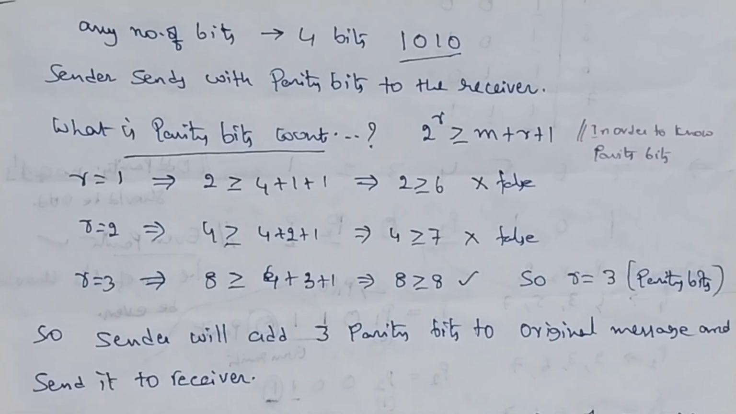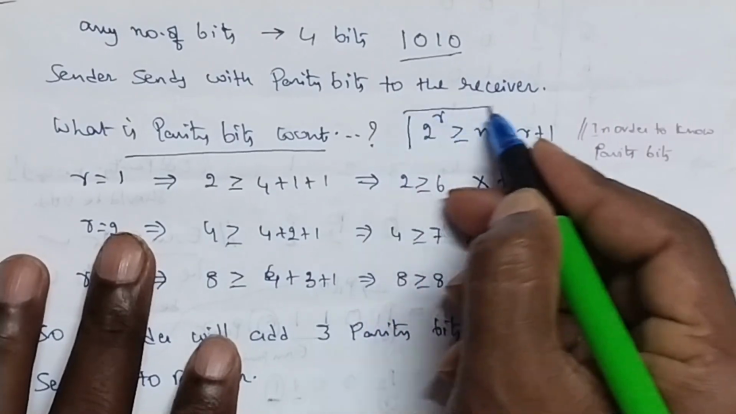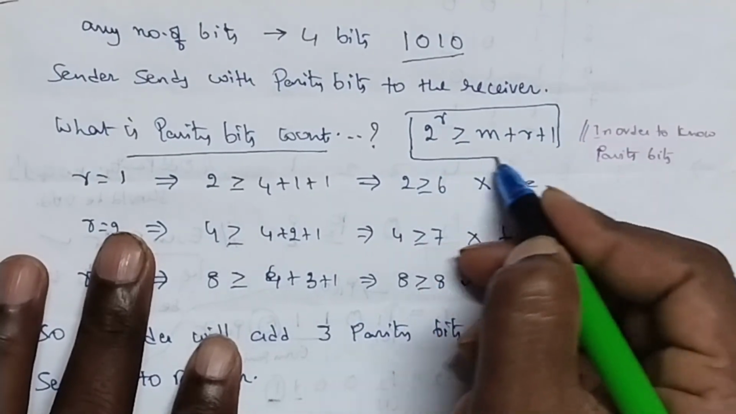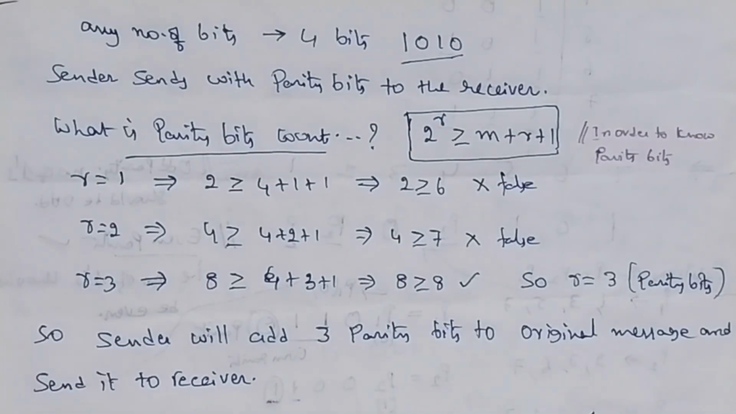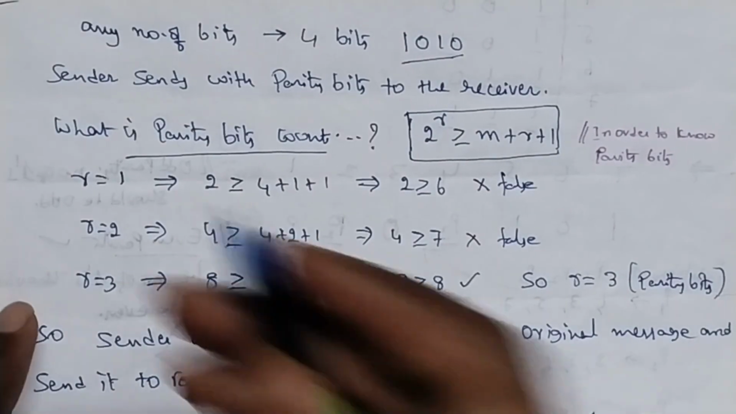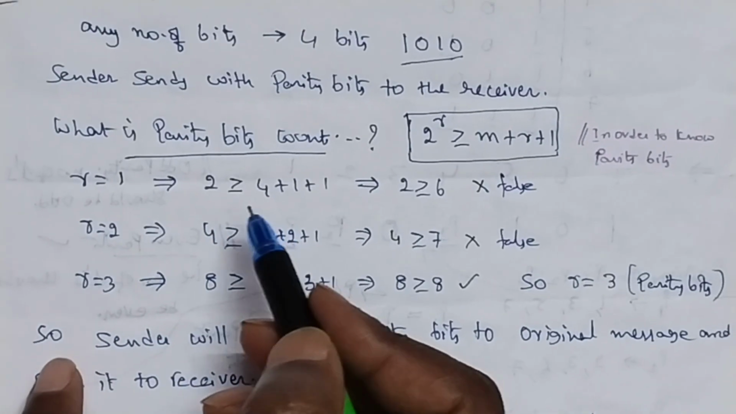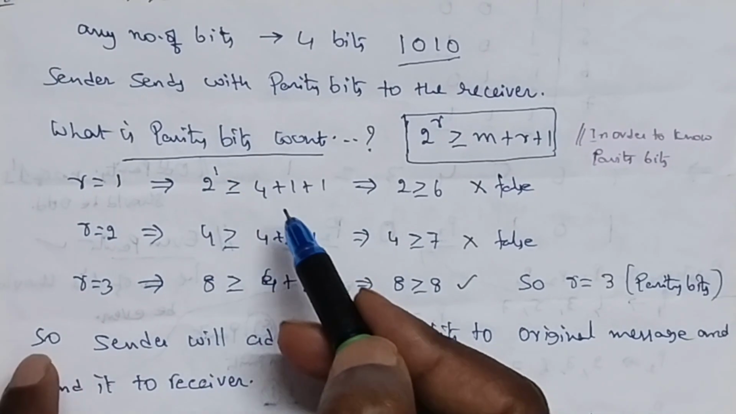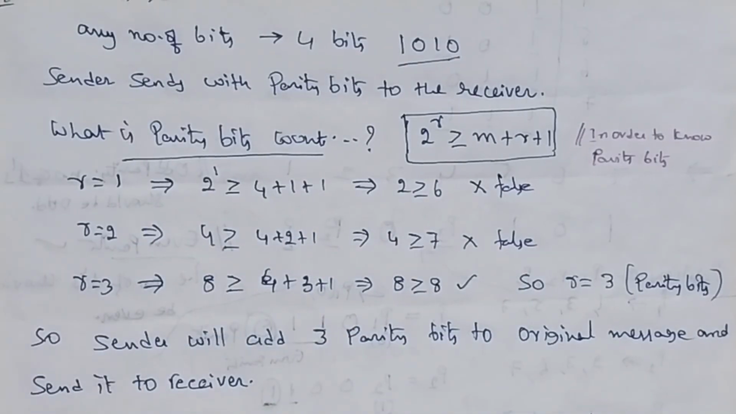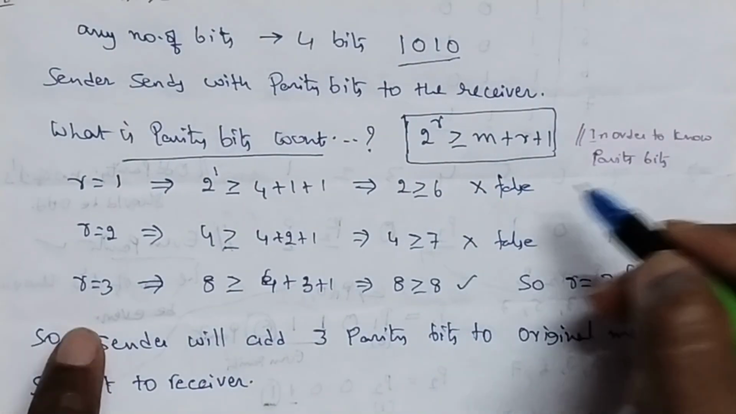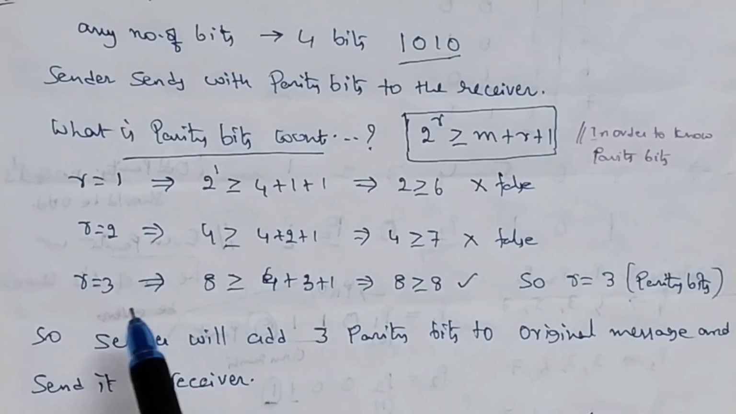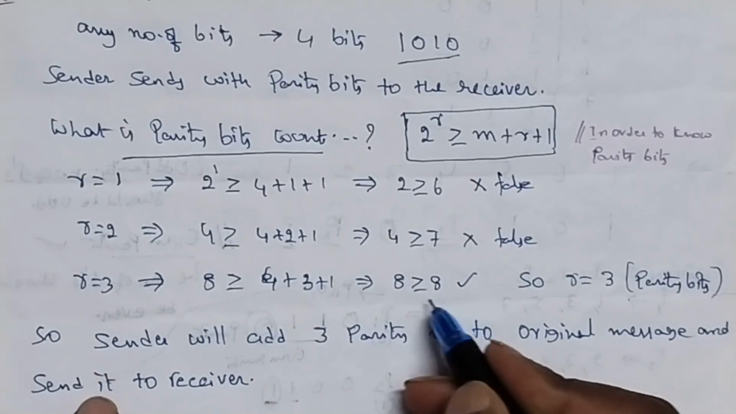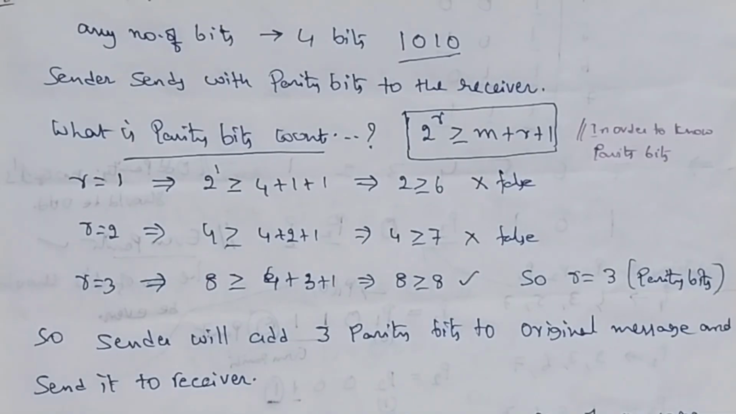This is the formula for finding the parity bits: 2 power r greater than or equals to m plus r plus 1. Here we have to check the r value. Let's check with r equals 1: 2 power 1 greater than or equals to 4 plus 1 plus 1, that is 6, so the condition is false. With r equals 2, again the condition is false. With r equals 3, the condition is satisfied. So r equals 3.